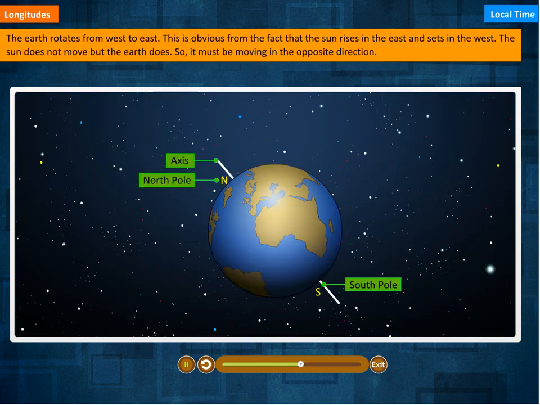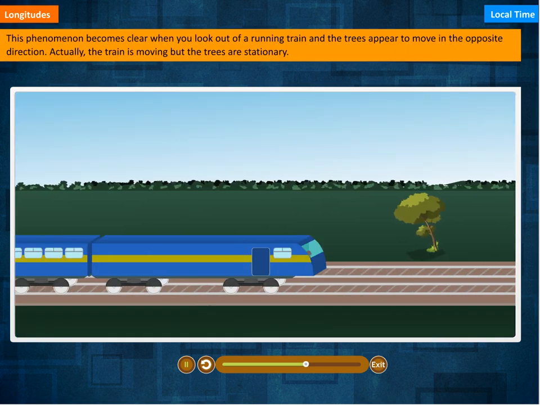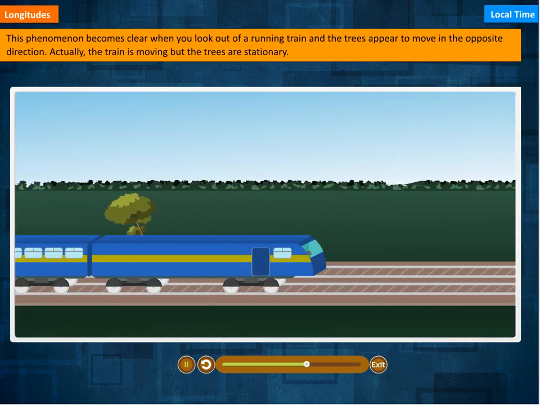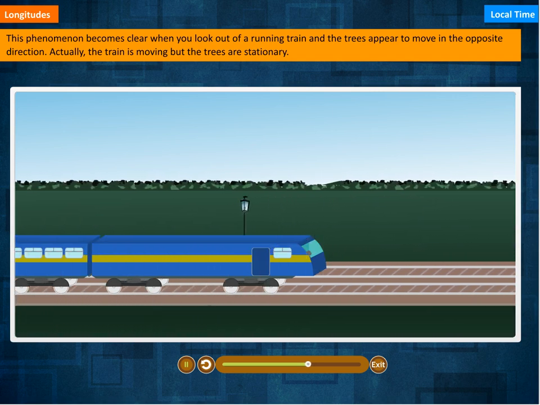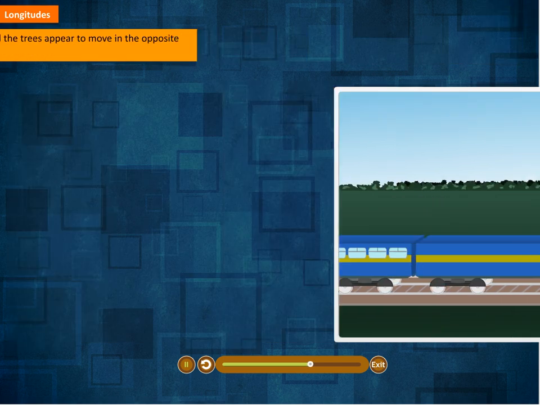The earth rotates from west to east. This is obvious from the fact that the sun rises in the east and sets in the west. The sun does not move, but the earth does, so it must be moving in the opposite direction. This phenomenon becomes clear when you look out of a running train and the trees appear to move in the opposite direction. Actually, the train is moving, but the trees are stationary.